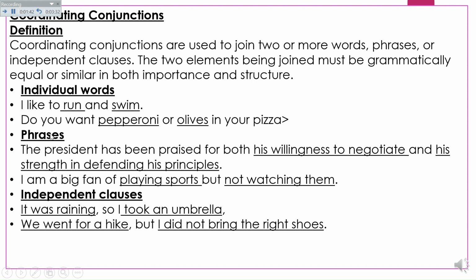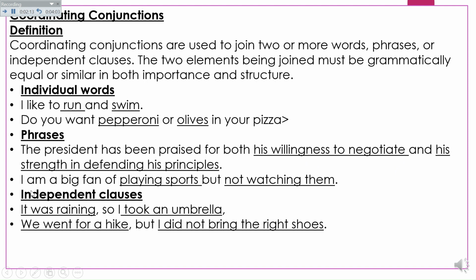Let's talk about phrases. The president has been praised for both his willingness to negotiate and his strength in defending his principle. His willingness to negotiate is a phrase because it's missing the verb, and his strength in defending his principle is also a phrase because it's missing the verb. And "and" is acting as a coordinator to join them. Since they are phrases, we will not use the comma before "and". That's what you need to remember, guys.